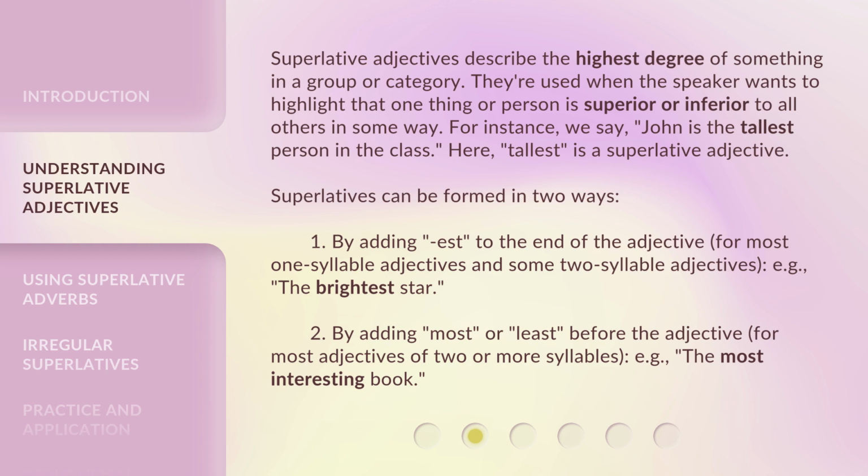Superlatives can be formed in two ways. 1. By adding est to the end of the adjective, for most one-syllable adjectives and some two-syllable adjectives, e.g., the brightest star. 2. By adding most or least before the adjective, for most adjectives of two or more syllables, e.g., the most interesting book.